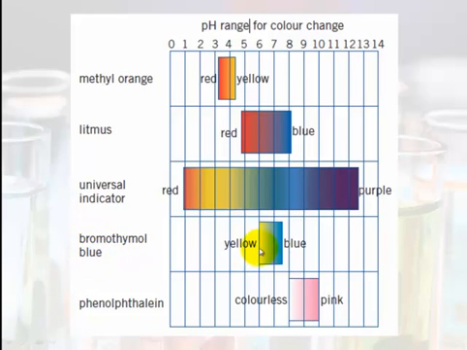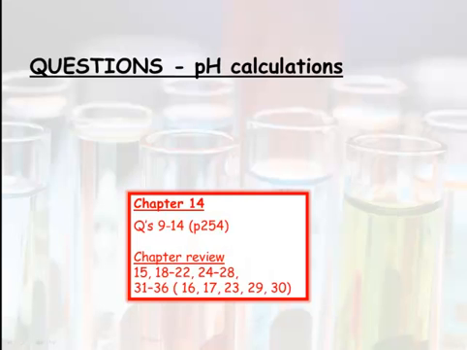Bromothymol blue will be yellow up to a pH of about 6.6 or so, and after that it will turn blue. And phenolphthalein is colourless as an acid, but it turns pink in a base, and you'll be using a little bit of this when we do titrations later on. So you've got some questions now on pH calculations that you can start working through, and basically you should be able to finish all of Chapter 14 questions now.